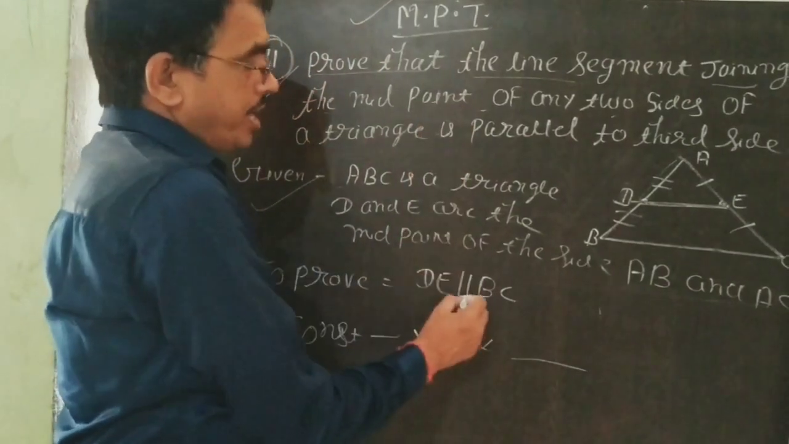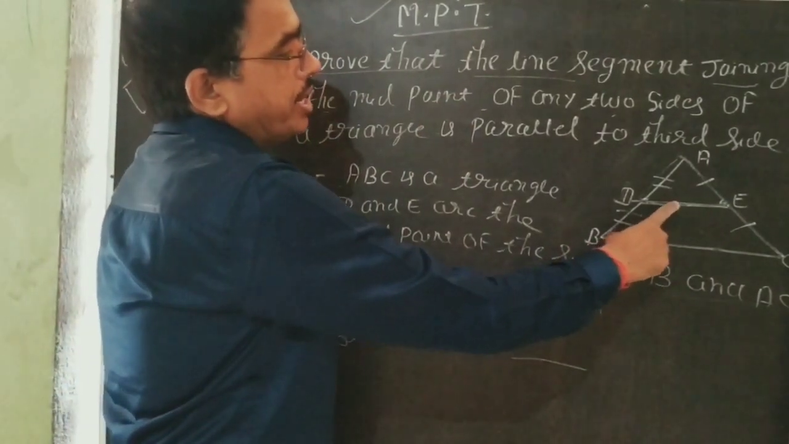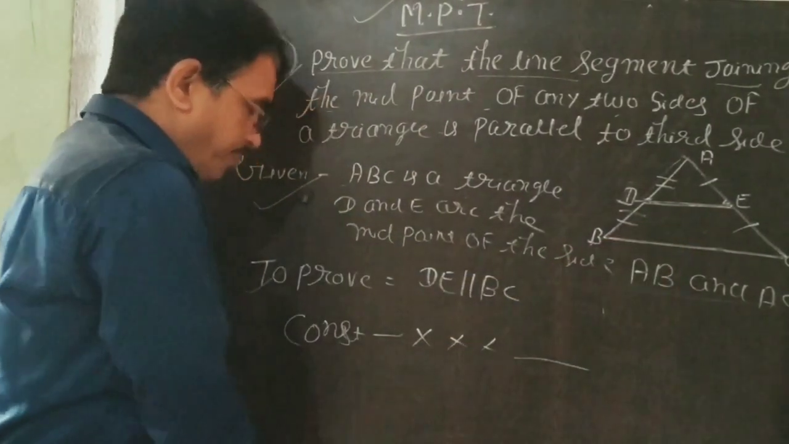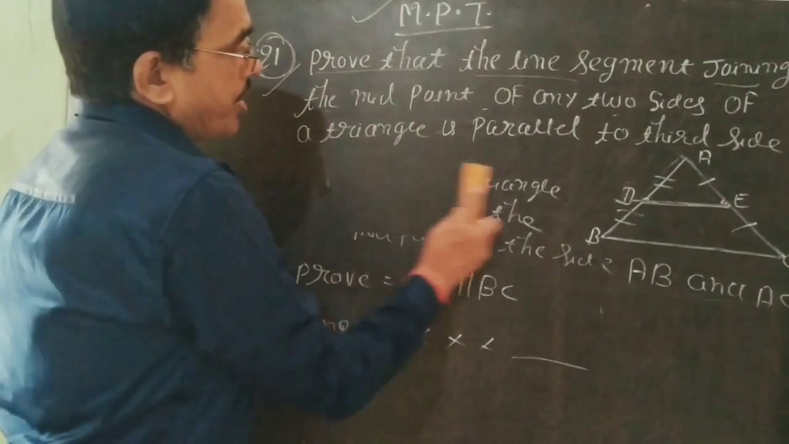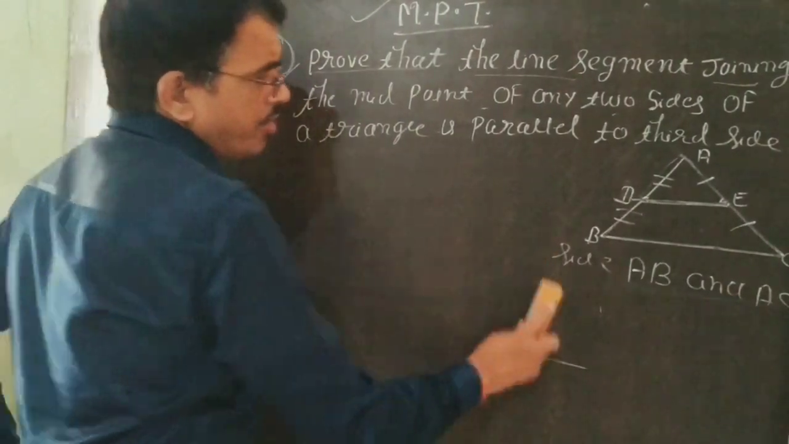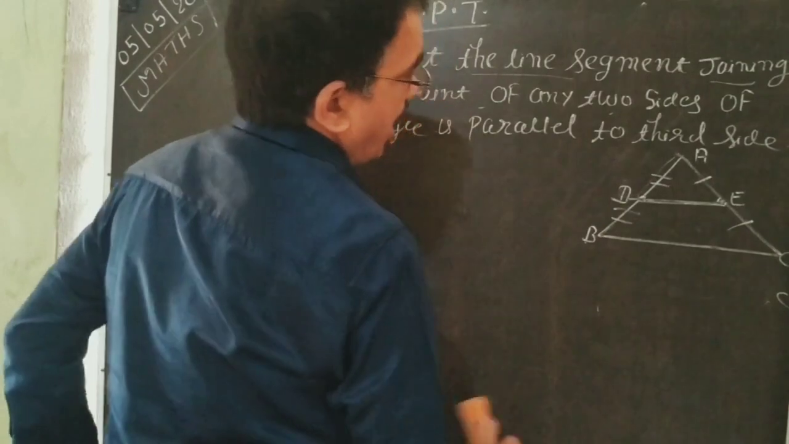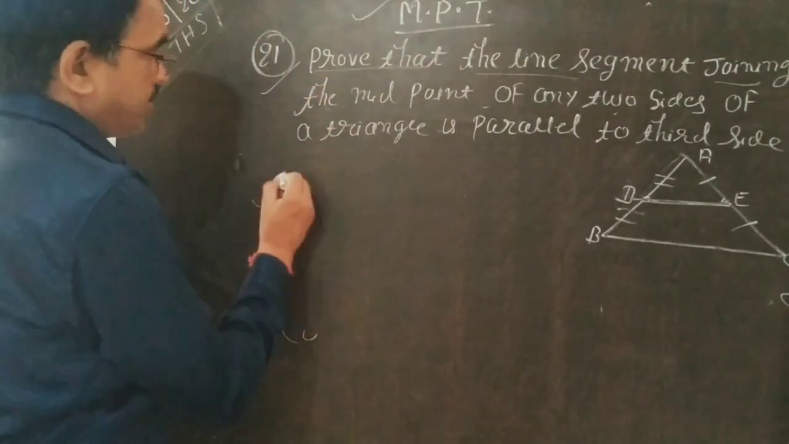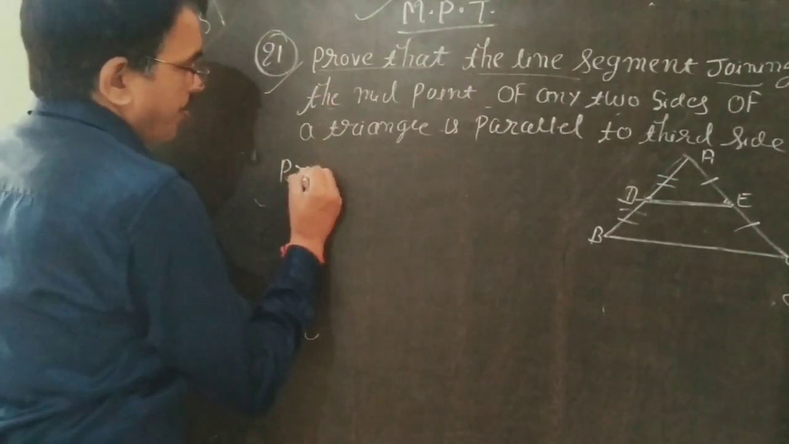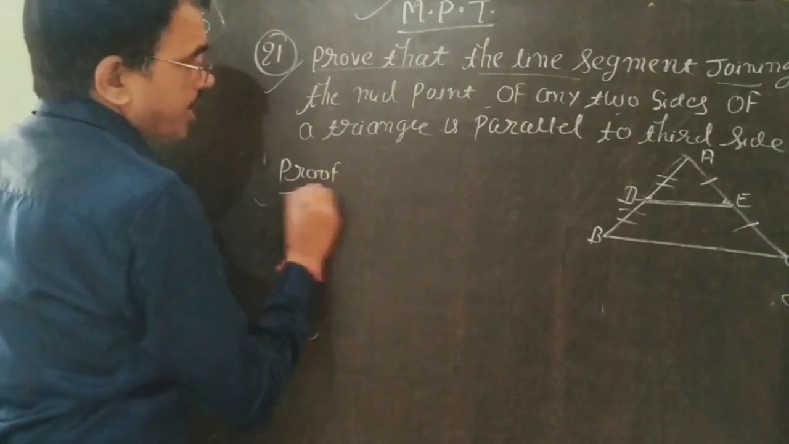In class 10, it is not given to prove that DE is equal to half of BC. It is not possible by Thales theorem. So dear students, use Thales theorem and prove that the line will be parallel. So in the proof, there is no construction work here.